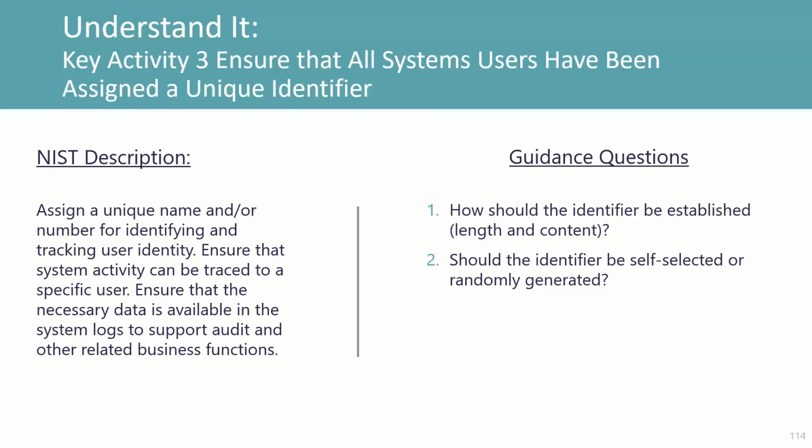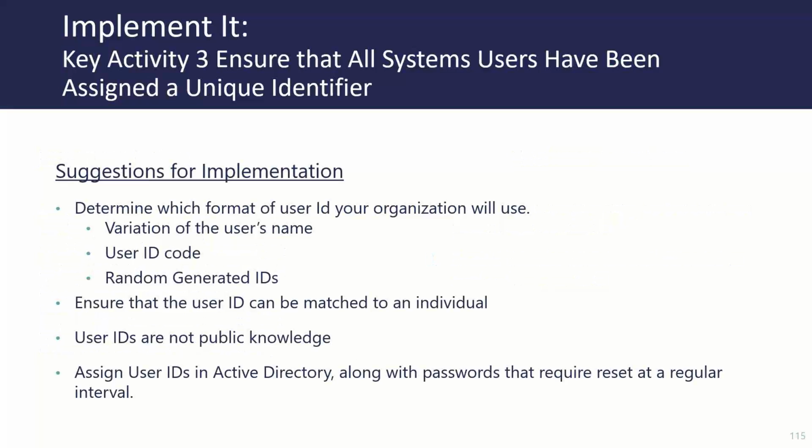So how should the identifier be established, and what should its length and content be? Should the identifier be selected or randomly generated? This is when we're talking about a username or a user number for identifying the individual. Does the organization give the user identity to the individual, or do they get to establish it? We've seen organizations do either. But again, everyone needs a unique user identifier so that we know who to go to.